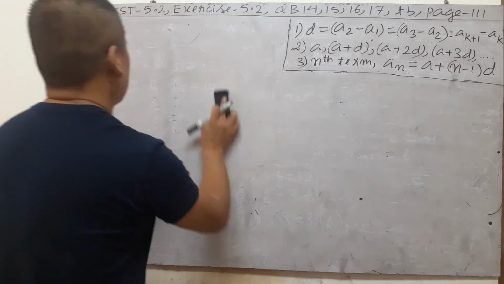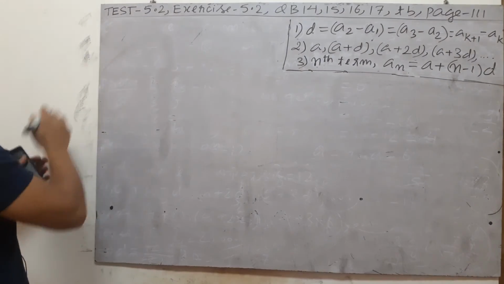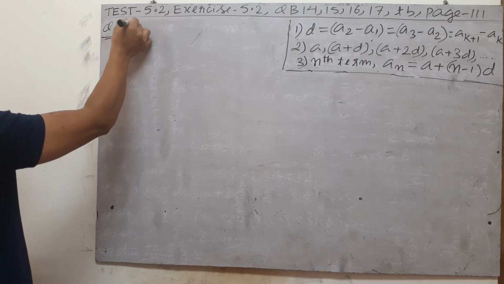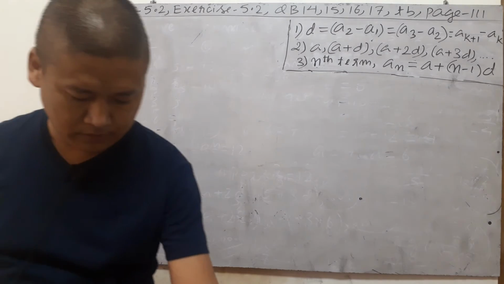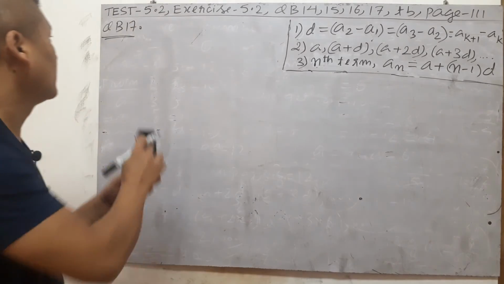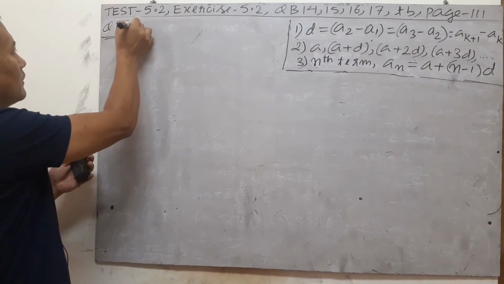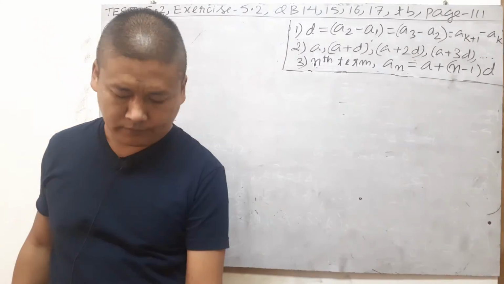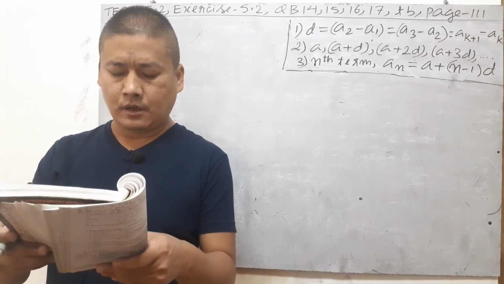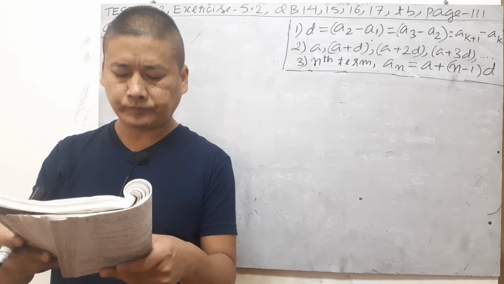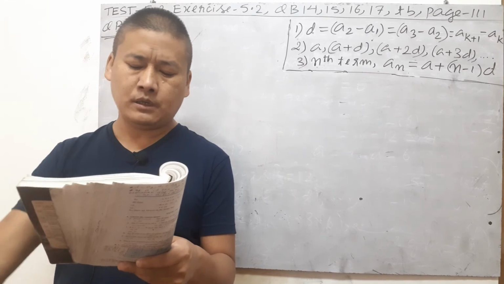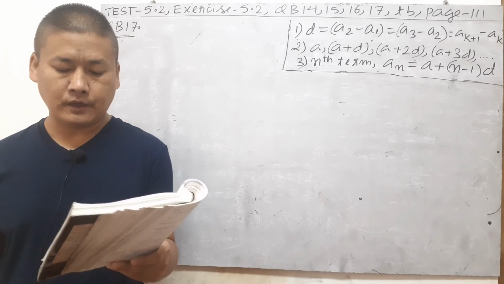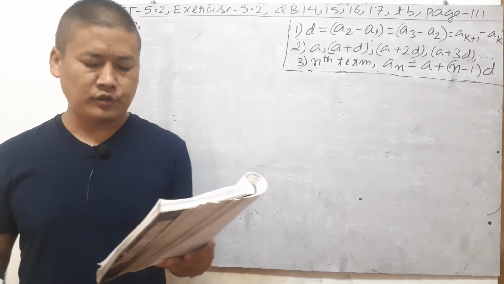Let's see what the question is saying in this one, B17. Let me read the question for us. Find the 20th term from the last term of the AP 3, 8, 13, etc., up to the last term, which is 253.